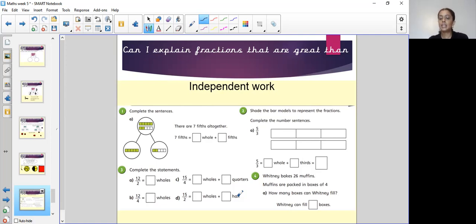And number 4, Whitney bakes 26 muffins. Muffins are packed in boxes of 4. How many boxes can Whitney fill? So have a think. How would you work out that wording question? Have a go, and we will go through these questions in our Friday Live. Good luck, everyone. And remember to use your fraction rule if you get stuck.